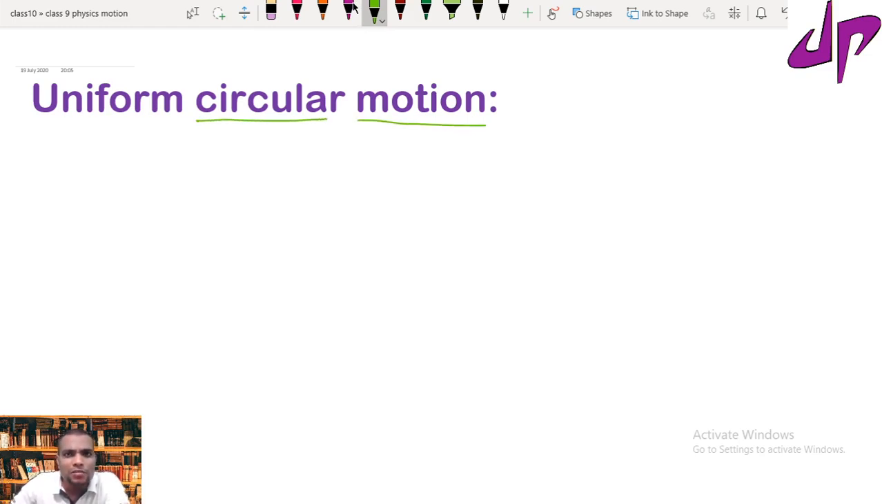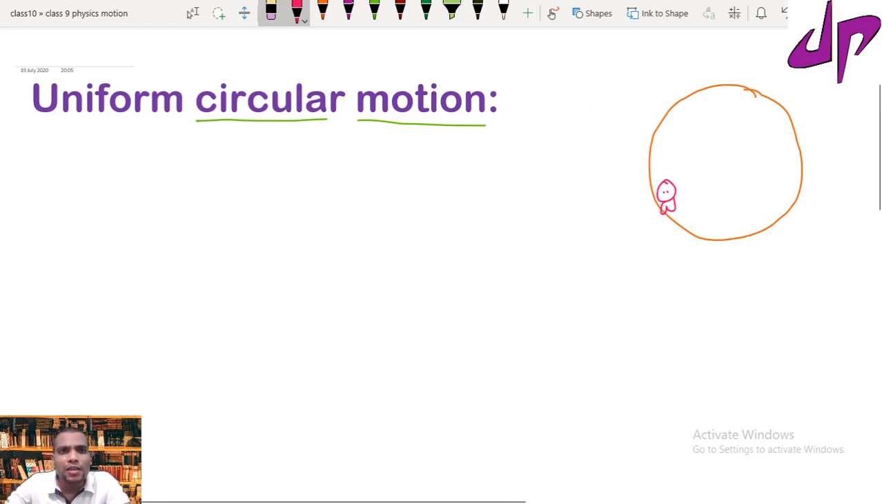So what does it mean? Suppose you have a circle. In that circle, if an object is moving, this object is moving inside this circular track, or you might observe a vehicle, a bike, moving in a circular track, something like that situation.